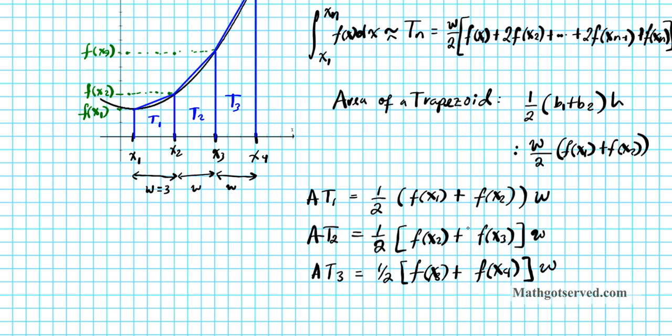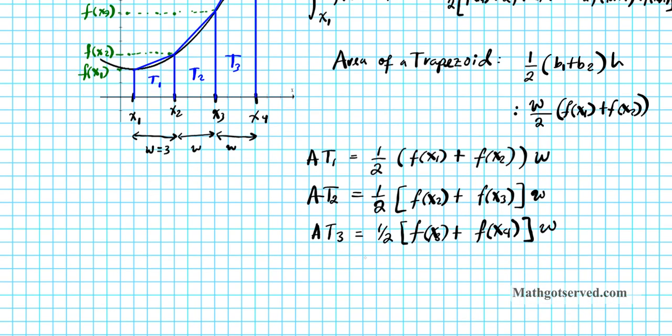Now you see what's happening here? You see that the interior bases or heights are repeated. Okay, you see it occurs once in trapezoid 1 and then trapezoid 2 here for f of x2, and then f of x3 occurs in 2 and 3. That's why we have the 2's here. Okay, so let me combine all these formulas for you.